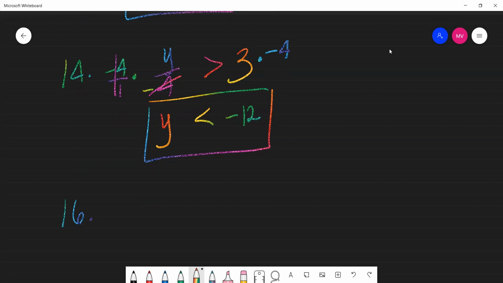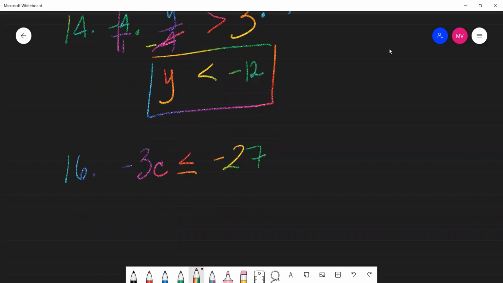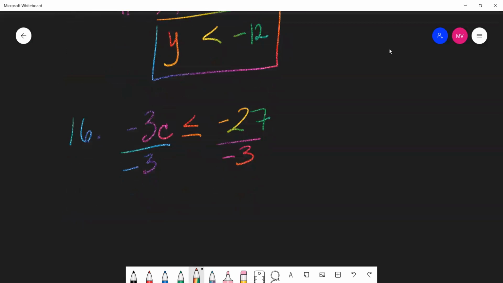Number 16 says negative 3c is less than or equal to negative 24. I'm sorry, that says 27, doesn't it? Yeah, negative 27. All right, so what do we need to do to isolate variable c? We got to divide by negative 3. So that makes this c. Now, do we flip our inequality sign? Yes, because why? We're dividing by a negative. Perfect. And then negative 27 divided by negative 3.